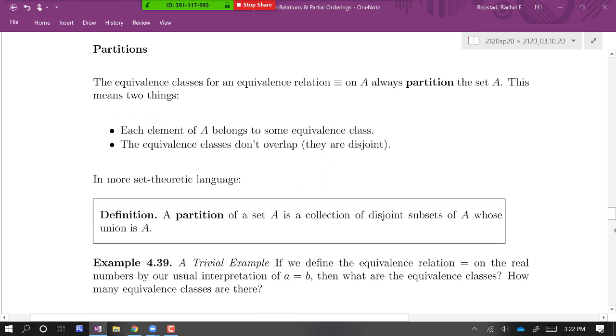So the equivalence classes of an equivalence relation always partition your set. That means that every element of your set A will belong to precisely one equivalence class. So all your elements are accounted for, and there's no overlapping at all.